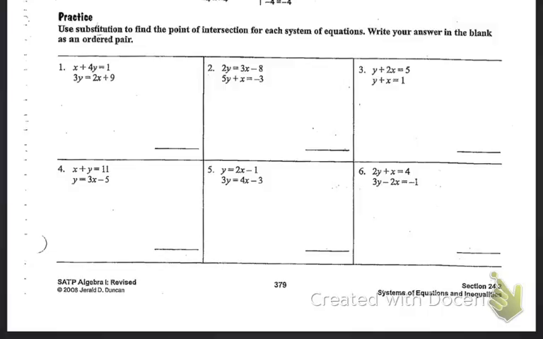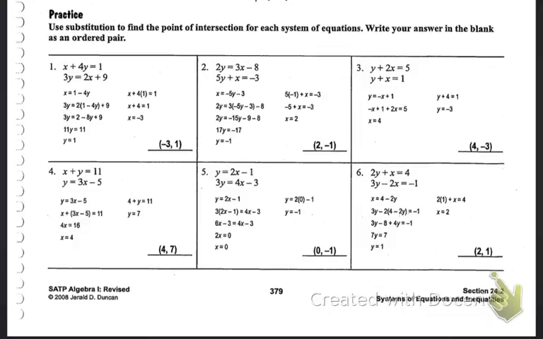Try the practice problems. Use substitution to find the point of intersection for each system of equations. Write your answer in the blank as an ordered pair. Don't forget to check your work. Press pause. When you're ready to continue and check your answers, press play. Check your answers.